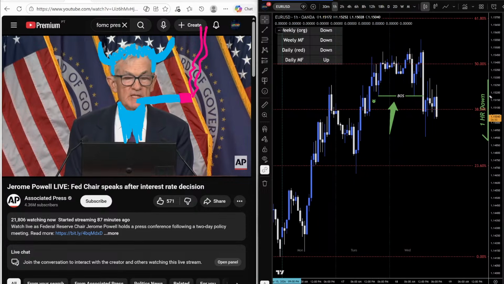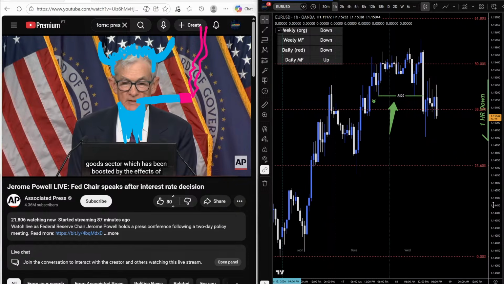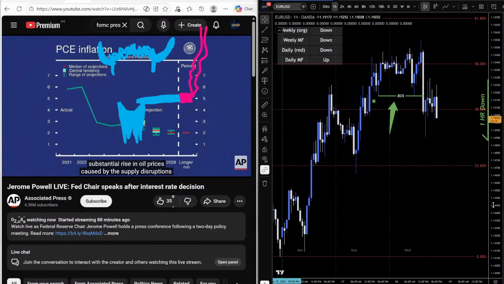These elevated readings largely reflect inflation in the goods sector, which has been boosted by the effects of tariffs. Near-term measures of inflation expectations have risen in recent weeks, likely reflecting the substantial rise in oil prices caused by the supply disruptions in the Middle East. Most measures of longer-term expectations remain consistent with our 2% inflation goal. The median projection in the SEP for total PCE inflation this year is 2.7% and 2.2% next year, a bit higher than projected in December.